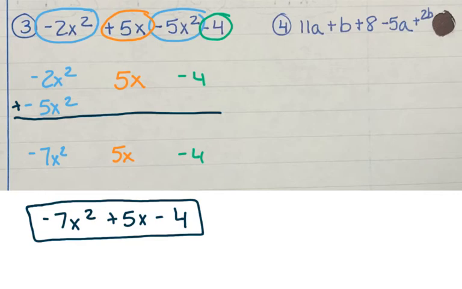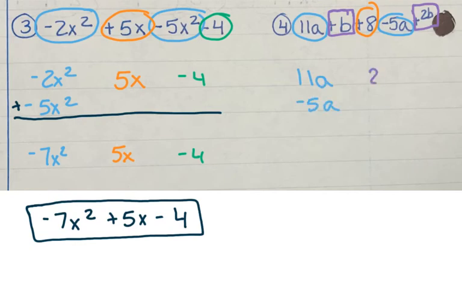All right, so now I'm looking over here. So I see 11a goes with negative 5a. Please make sure you include the sign in front. I have a positive b and a positive 2b. And then I have a plus 8. So I'm going to line them up. So I have 11a, negative 5a, 2b, and if you need to put a 1 in front of that b, please do that, and then 8.